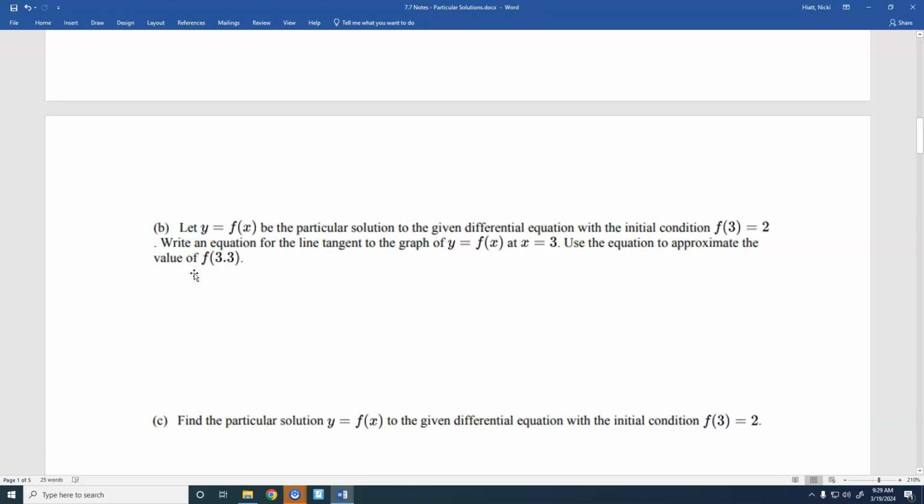Is this asking us to solve a differential equation? What is it asking us to do?